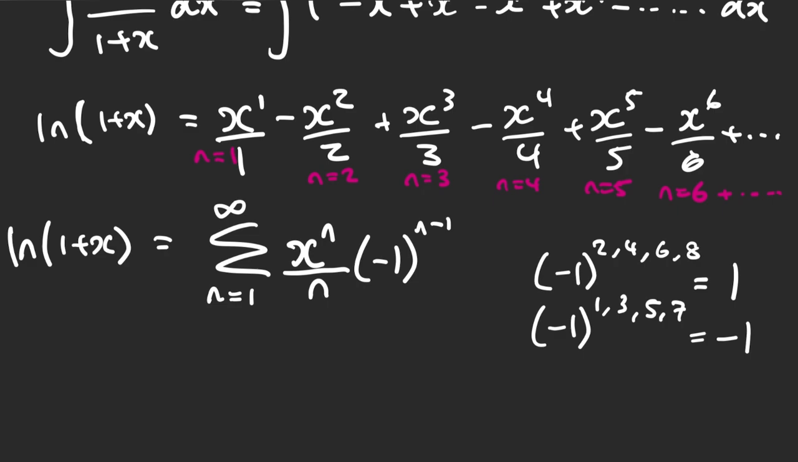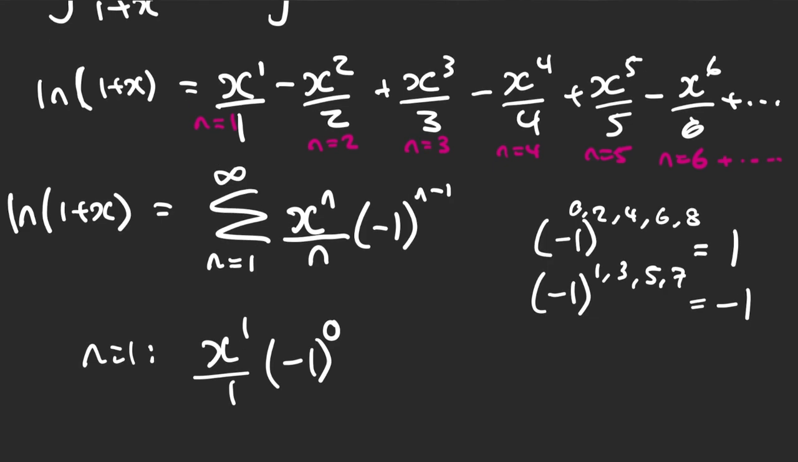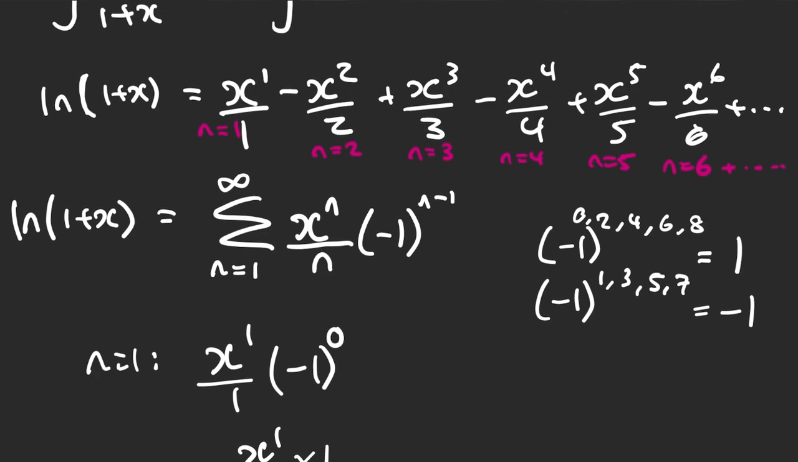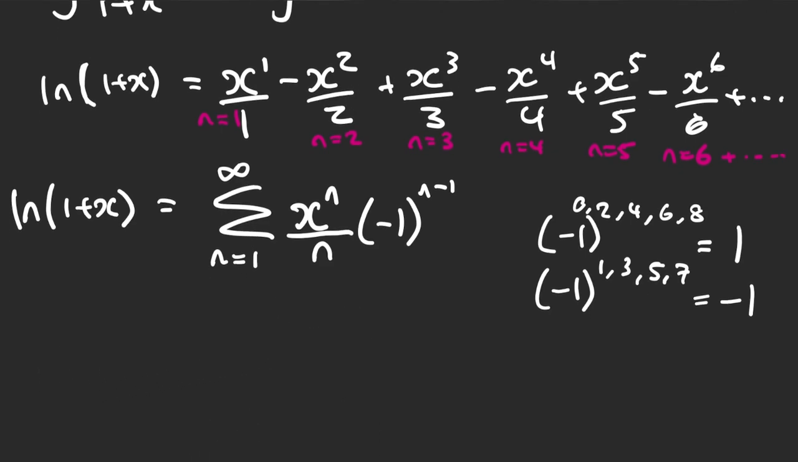So when n is equal to 1, we're going to get x to the power of 1 over 1 times negative 1 to the power of 0. Now, of course, anything to the power of 0 is just 1. So we're going to have x to the power of 1 over 1 times 1, which gives us this term here.